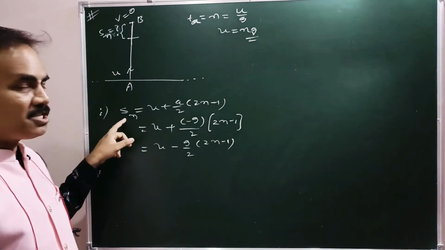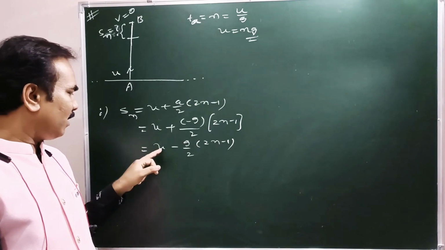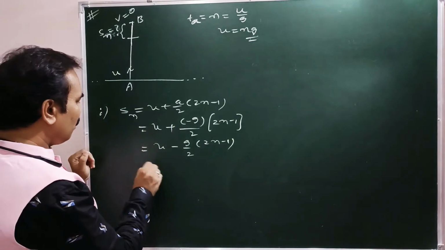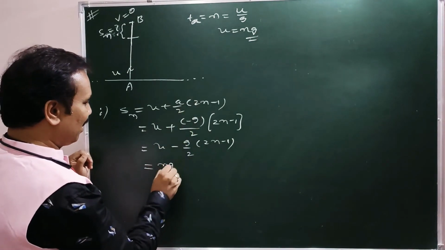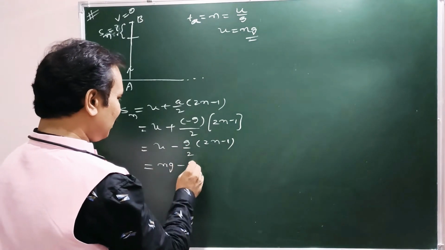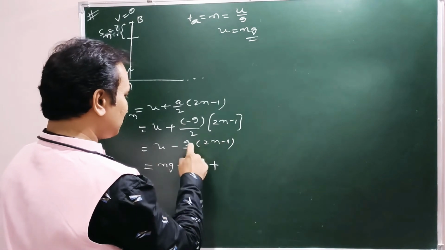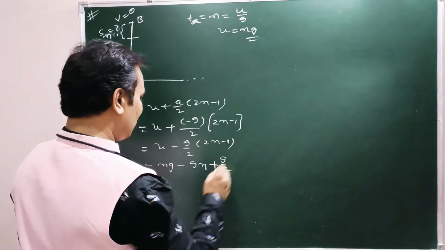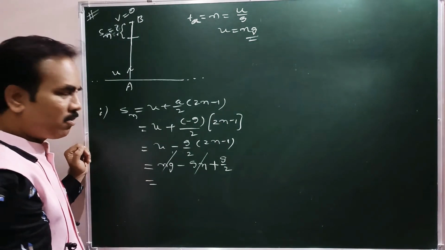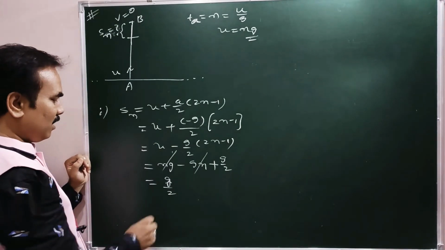Now I want to know the distance covered in the nth second by changing u. What is u here? u means ng. Replace u with ng. ng minus, now distribute: g by 2 into 2n, the 2 cancels, minus gn, and plus g by 2 into 1, that is g by 2. So minus gn plus gn cancel, and we are left with g by 2.